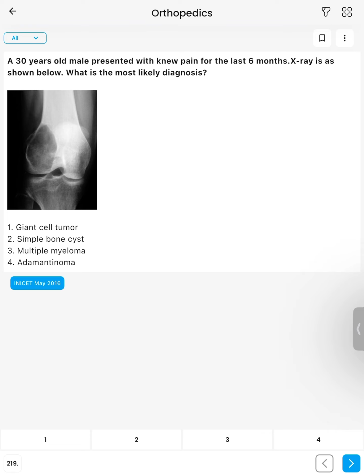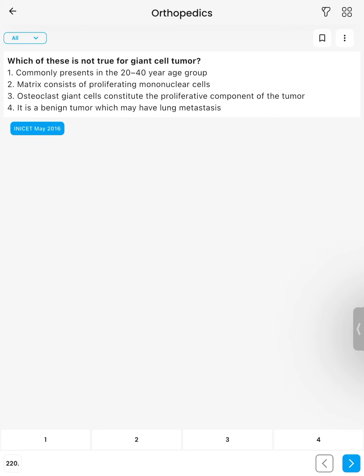See, again it is a bone tumor involving the epiphyseal region. Not a true giant cell tumor statement: 20 to 40 is the age group. The matrix contains mononuclear cells, and osteoclast giant cells constitute the proliferative component. No, the mononuclear cells will contribute the proliferative component. It is a benign tumor which may lead to metastasis, most commonly to the lung.